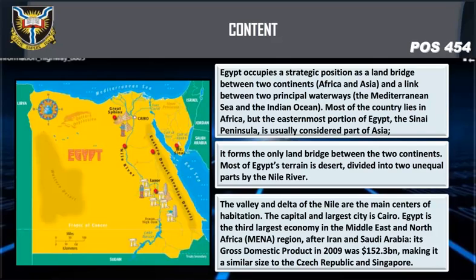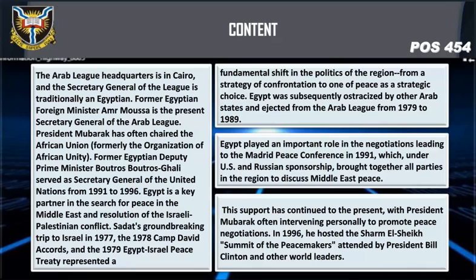Egypt is the third largest economy in the Middle East and North Africa (MENA) region after Iran and Saudi Arabia. Its gross domestic product in 2009 was $152.3 billion, making it a similar size to the Czech Republic and Singapore. The Arab League headquarters is in Cairo, and the Secretary General of the League is traditionally an Egyptian. Former Egyptian Foreign Minister Moussa is the present Secretary General of the Arab League.